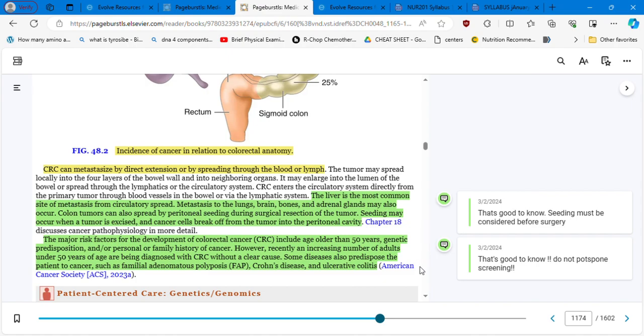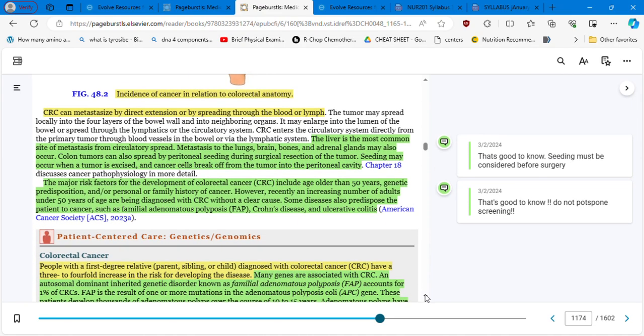Okay, the major risk factors for the development of colorectal cancer include age, older than 50 years. That's good to know. Genetic predisposition, as we saw in the video, right? The familial adenomatous polyps, and then the Lynch syndrome, and or personal or family history of cancer.